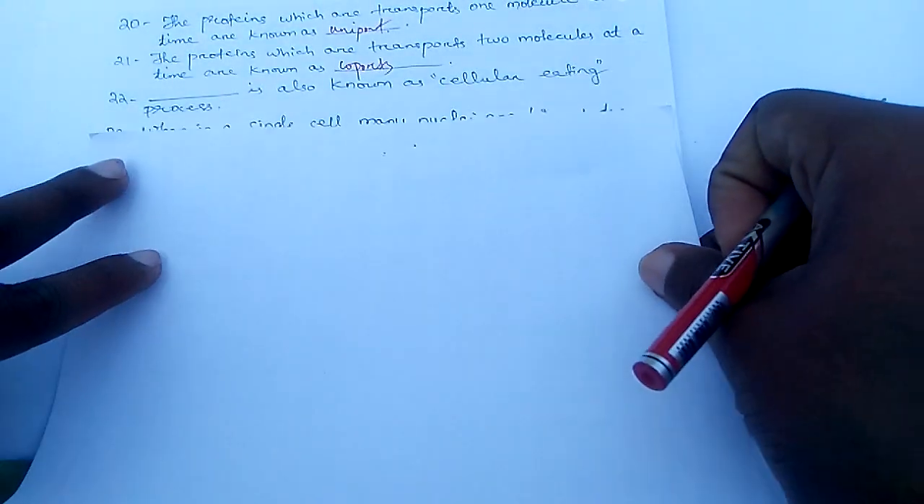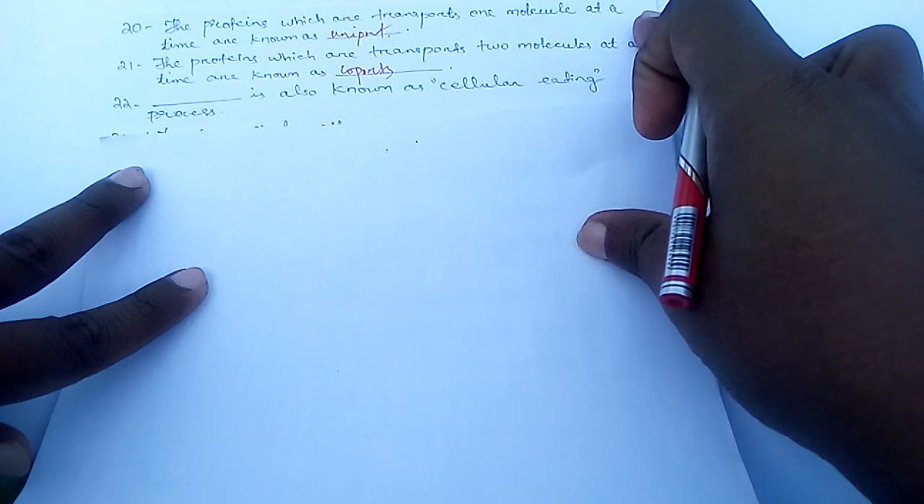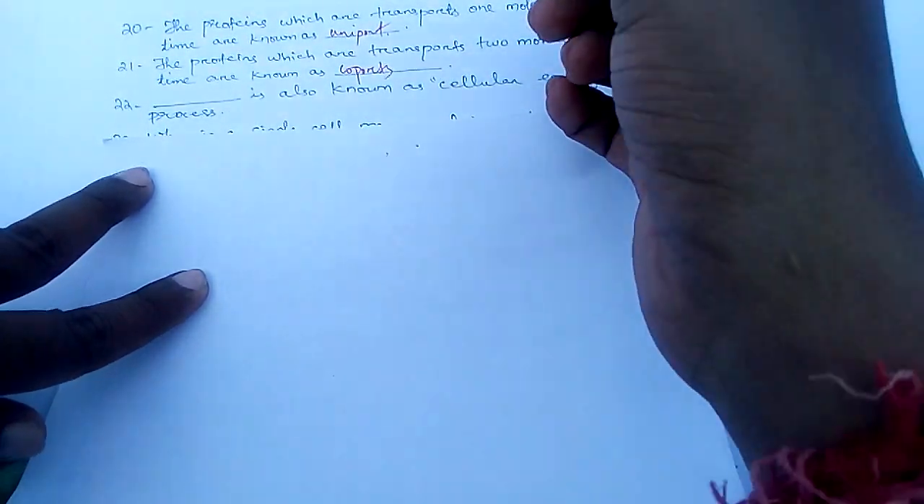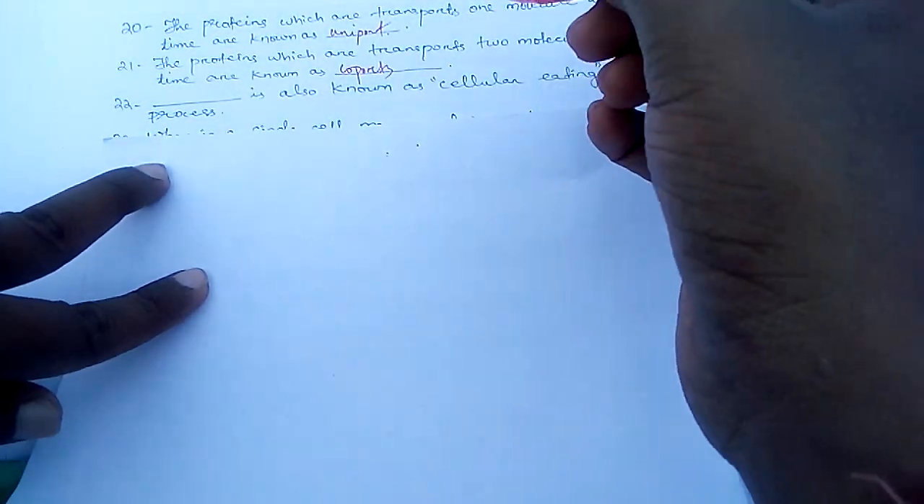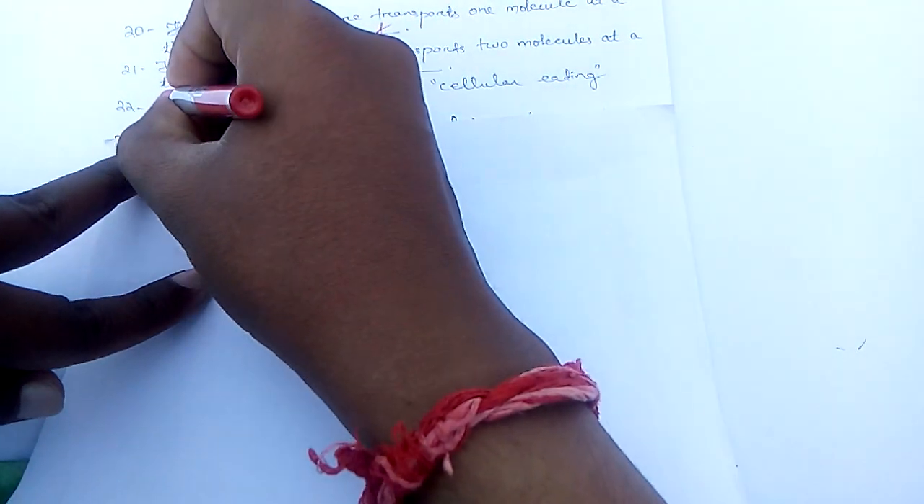Then question number 22. ___ is also known as cellular eating process. Cellular eating refers to which one? Phagocytosis, pinocytosis. There are two types of process. One is called phagocytosis, another is pinocytosis.